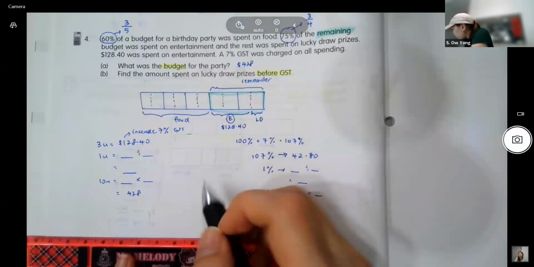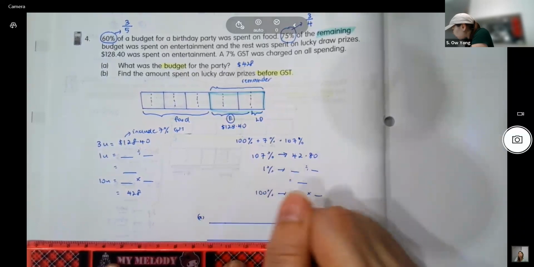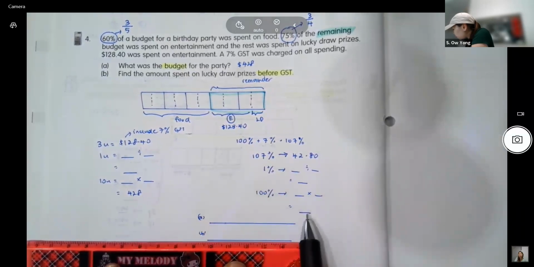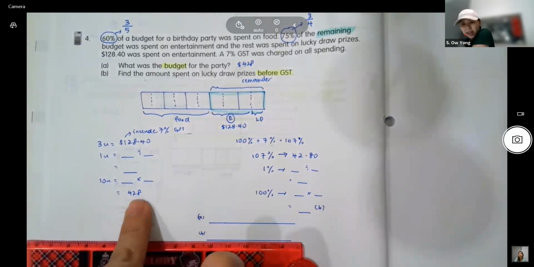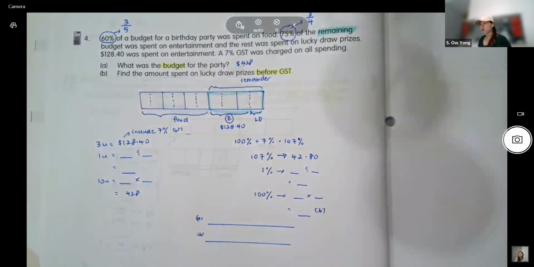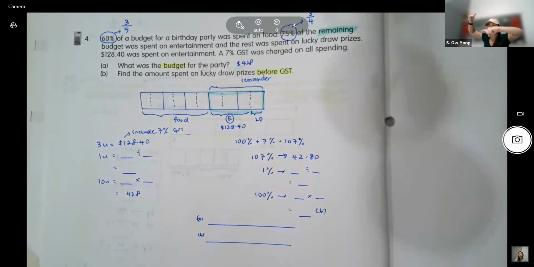So with that, you can write your final statement for 1A, final statement for B. So this one is B, this is A. Okay, that is for question 4. Let us move on, because you realize that it's always the same. You see the percent, you change to fraction, you draw a model, then you solve. So you take a look at question 5.